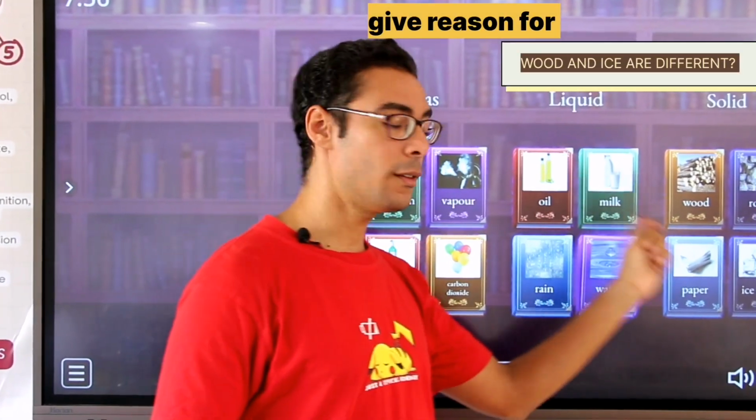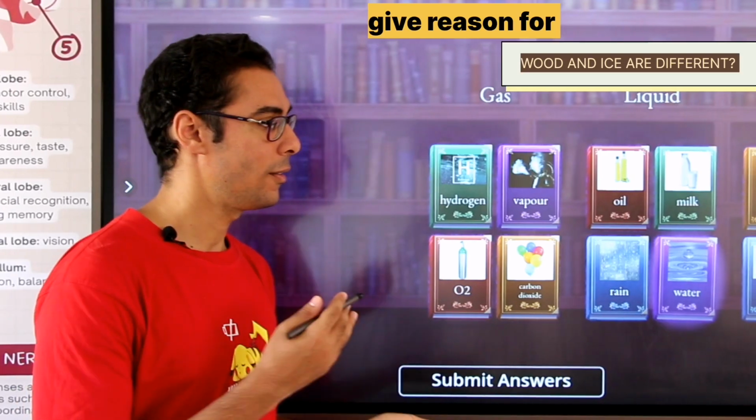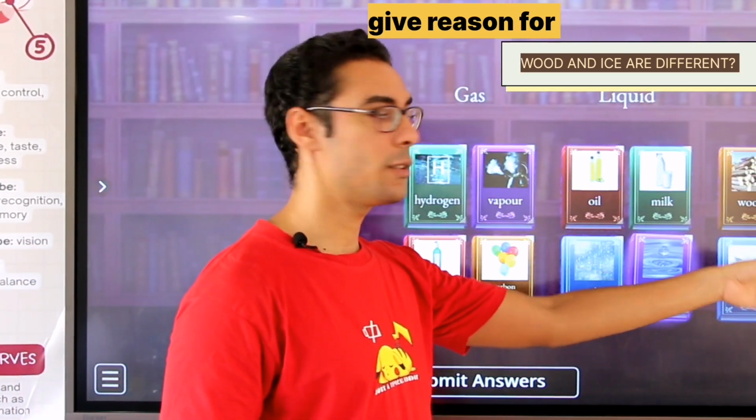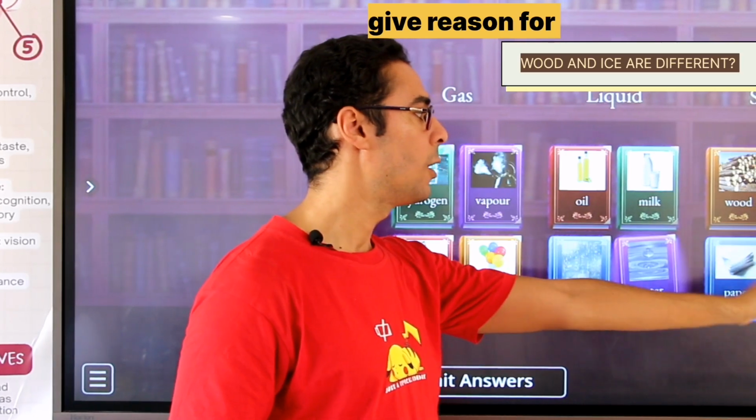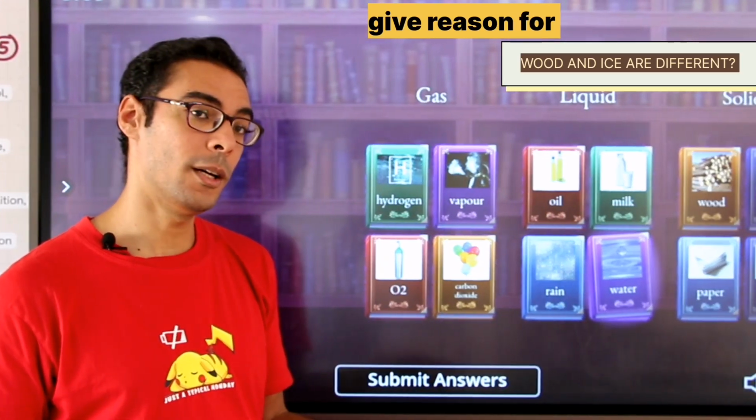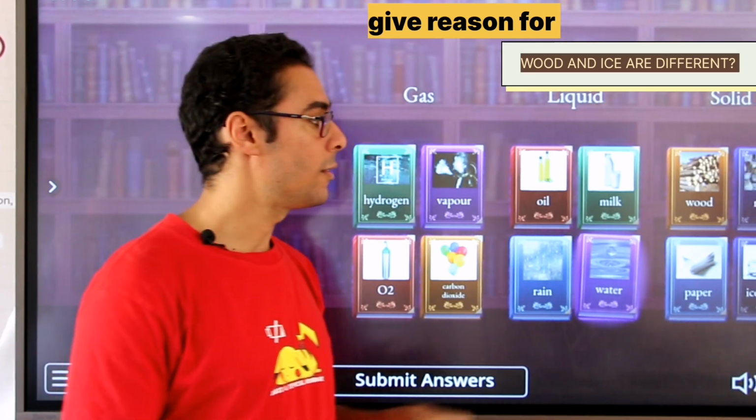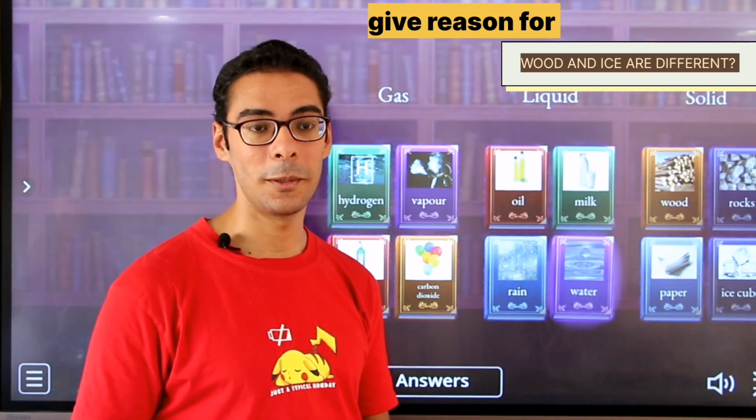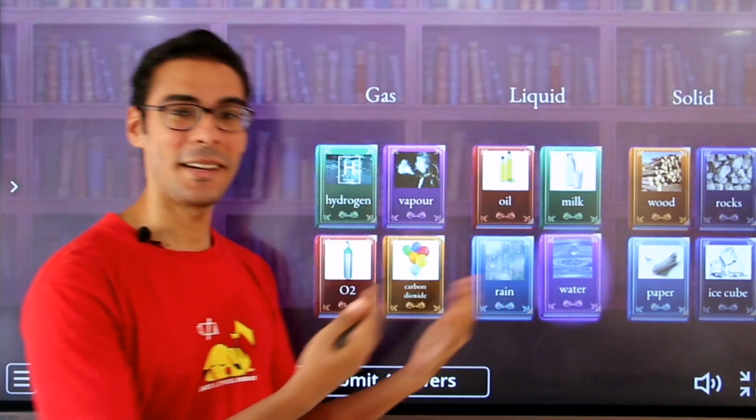What do you think is the main difference between them? Think with me. They are different. So the question going to be give reason for. Ice cube differs from wood, or differs from rock, or differs from paper. I know we have many differences, but you might be mentioning the size. They don't have the same size. Some of them are large and some of them are small. So this is how to answer this kind of questions.